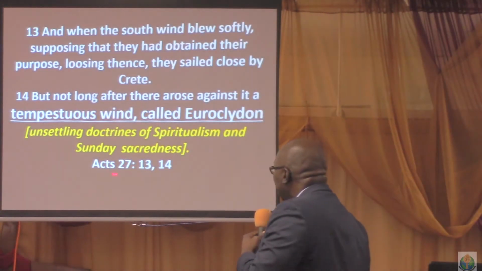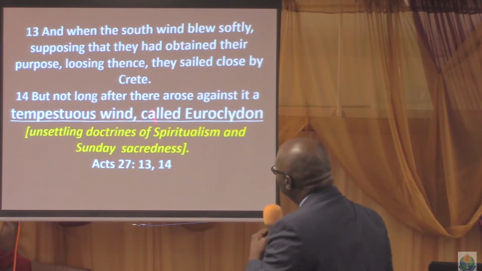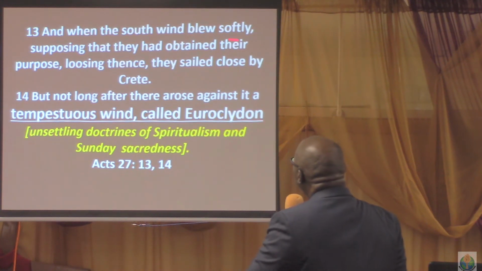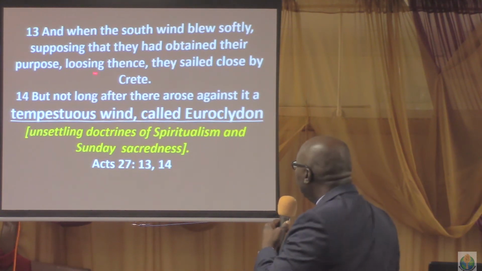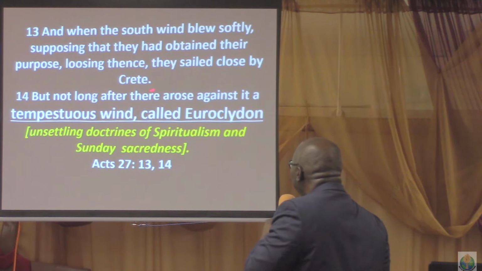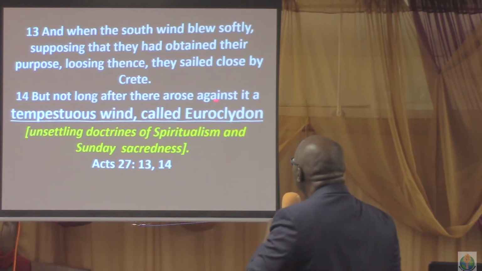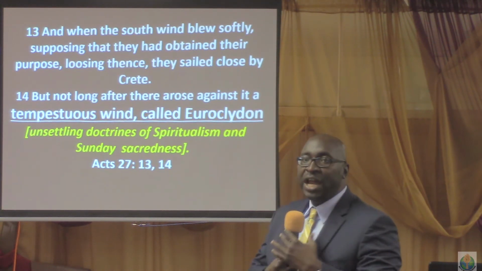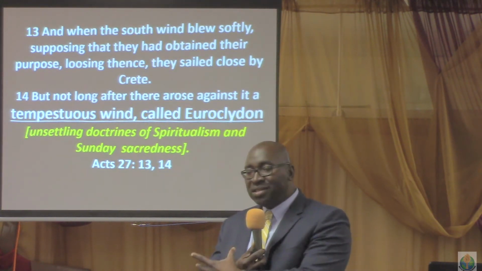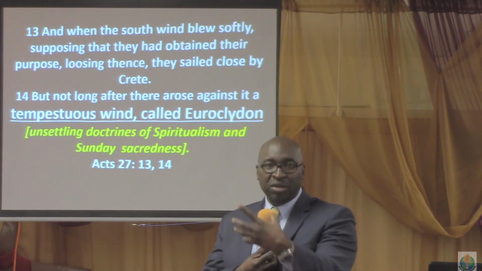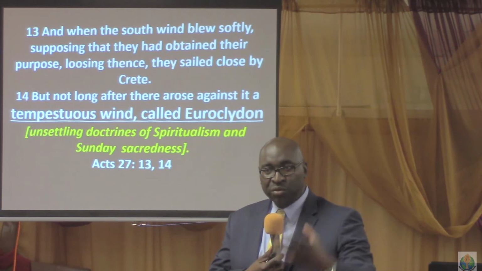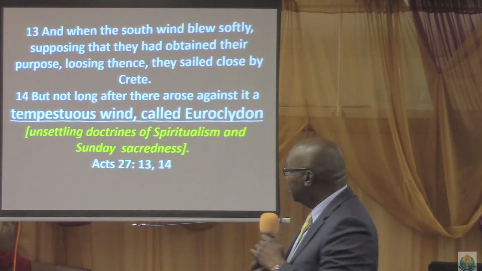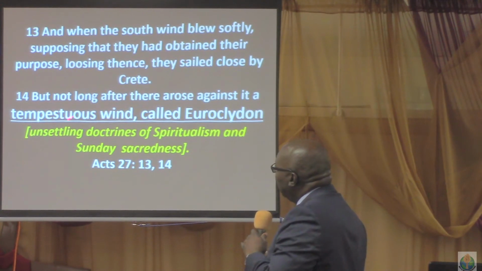Euroclydon. And here we see it in Acts 27:13-14, which says, and when the south wind blew softly, supposing that they had obtained their purpose, loosing thence they sailed close by Crete, but not long after there arose against it a tempestuous wind called Euroclydon, or a northeaster. And we had an entire discussion on the northeaster, that who comes from the northeast is Babylon. We looked at Jeremiah, looked at some parallel prophecies there. Remember that? Yes.